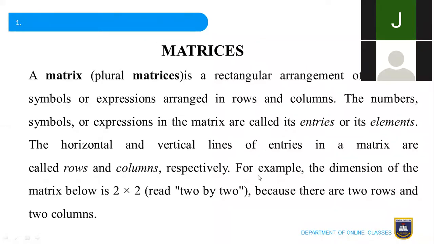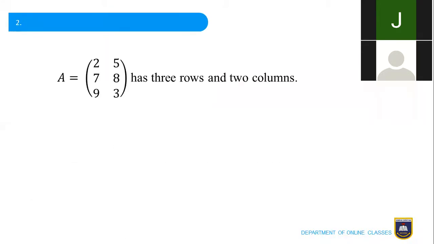Now, we have the horizontal and the vertical lines of entries in a matrix. The horizontal lines are called the rows, and the vertical lines are known as the columns, respectively. For example, the dimension of the matrix below is 2 by 2. I will be showing you a matrix, and we'll see what is there. Because there are 2 rows and 2 columns. Okay, so let's consider this matrix.